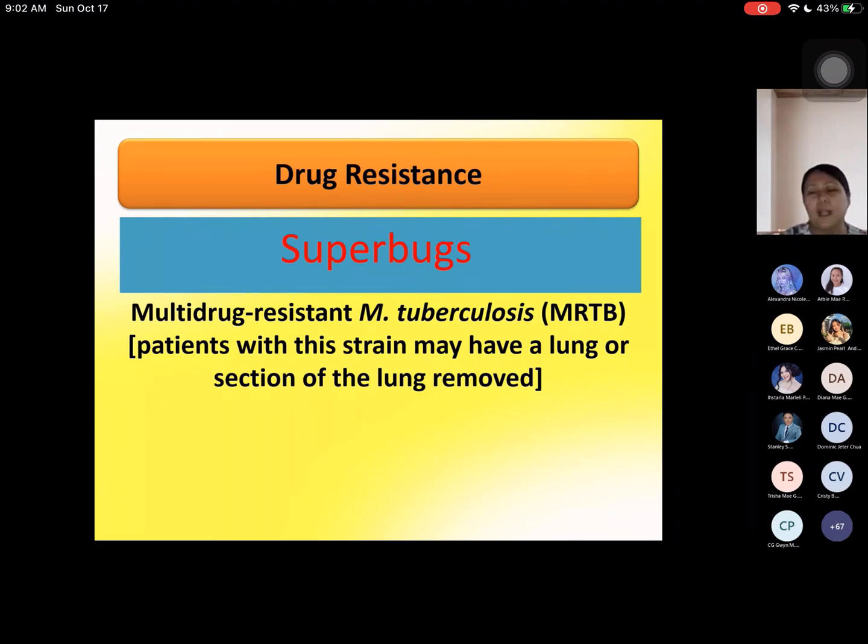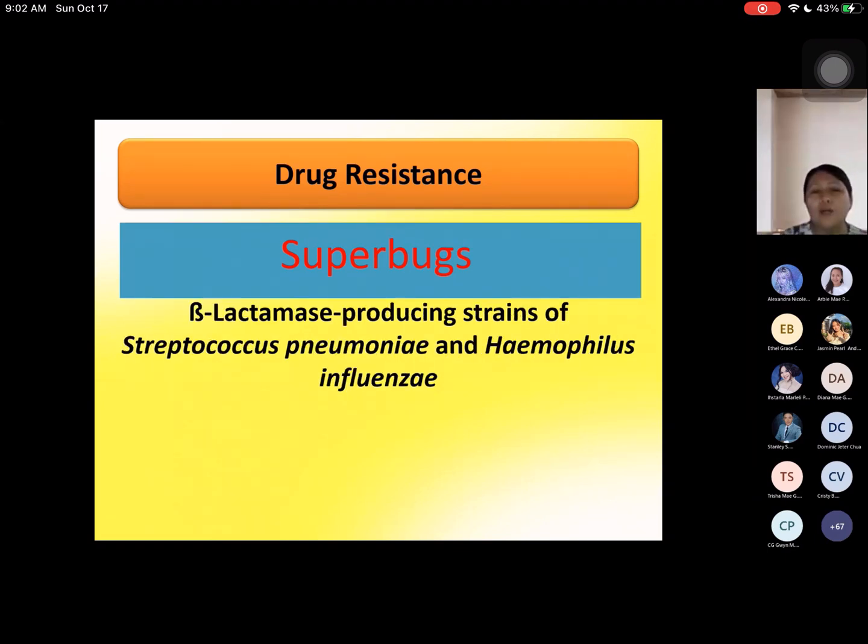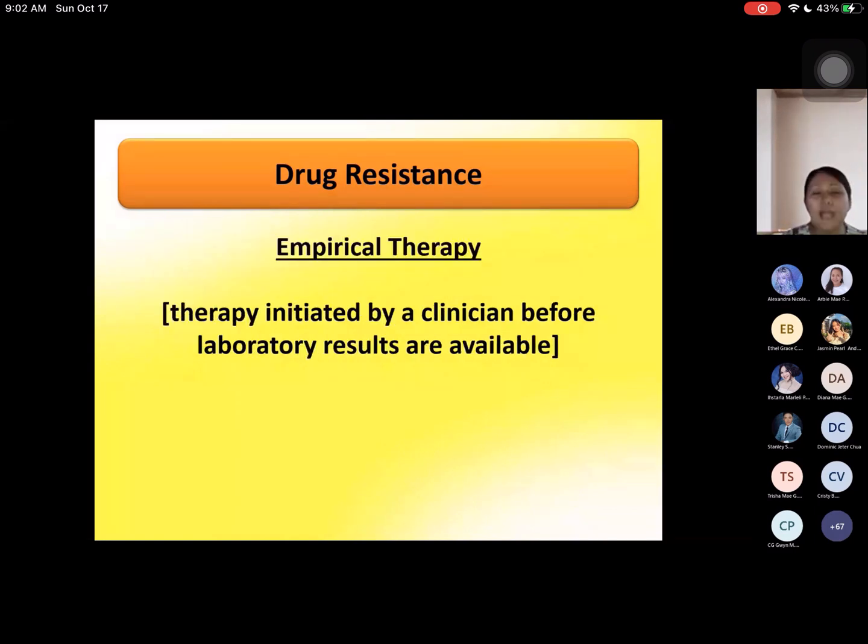Okay. For the B-lactamase producing strains of Streptococcus pneumoniae and Haemophilus influenzae. Okay? So for the empirical therapy, this is the therapy initiated by clinicians before laboratory results are available.